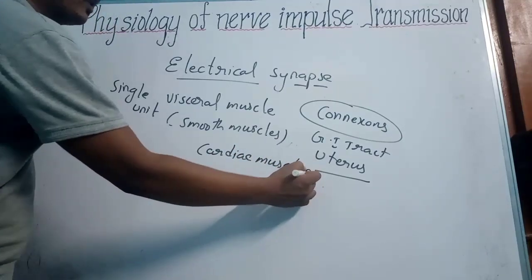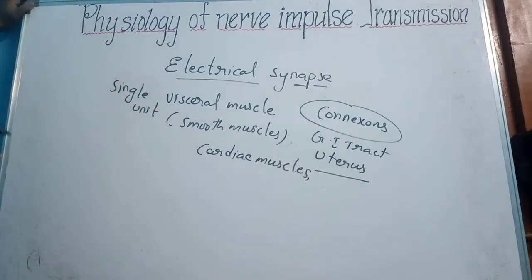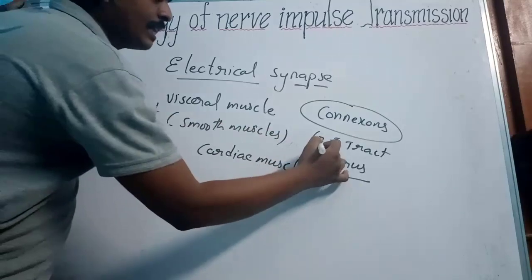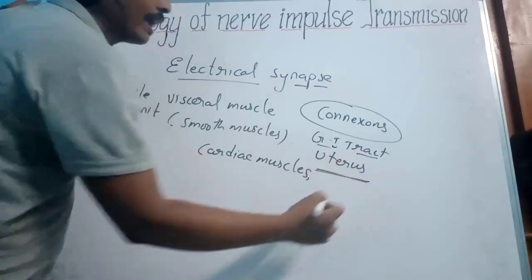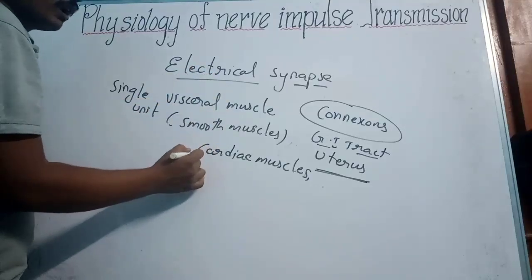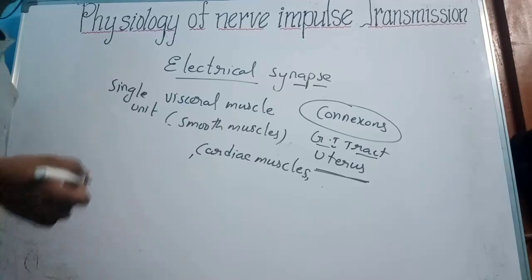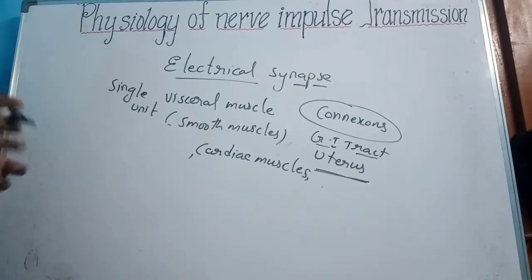So cardiac muscles also have these gap junctions, or we can say electrical synapse. The single-unit visceral muscle examples are these two, the gastrointestinal tract and the uterus. Now, as electrical synapse examples, we also have the cardiac muscles, which have this faster transmission of nerve signals because they have to work continuously.